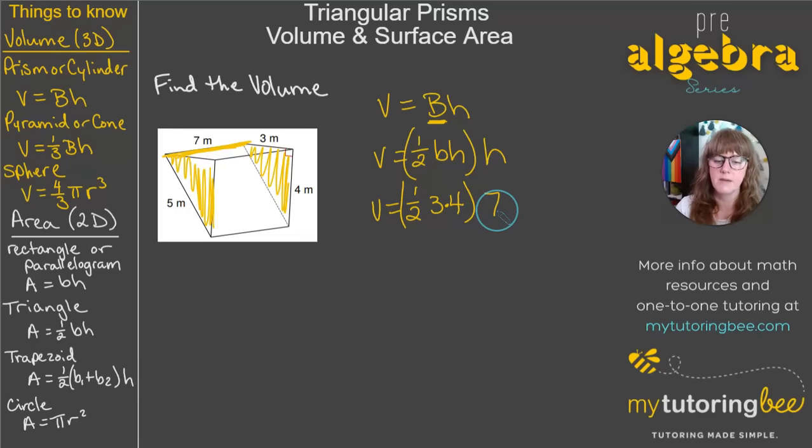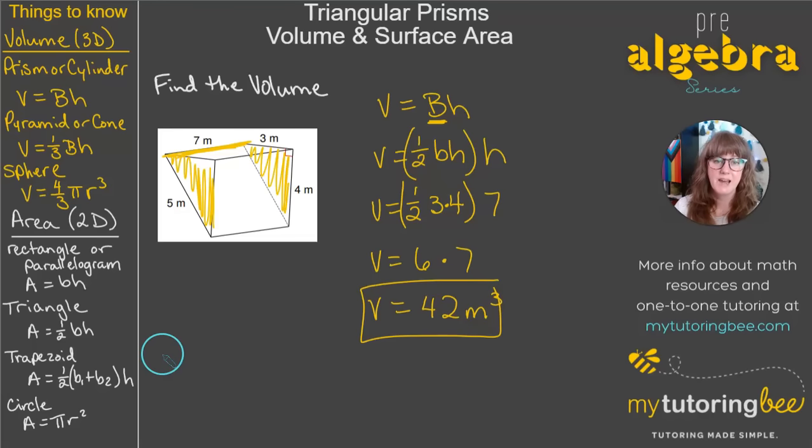That is 7. Okay, so this really just takes a lot of practice. So I encourage all of my students to practice this as much as possible so that they can identify which numbers they're using and where. Notice that we didn't use the 5 in this formula at all. All right, so volume equals 3 times 4 is 12. And then 1/2 of that is 6. And then we're multiplying that times 7. So 6 times 7 is 42. And again, because this is volume, we're using meters cubed as our units.